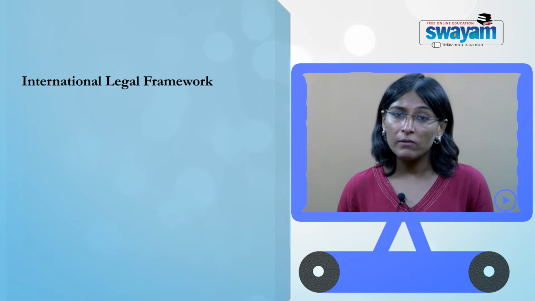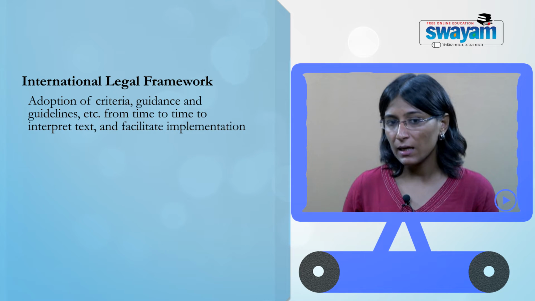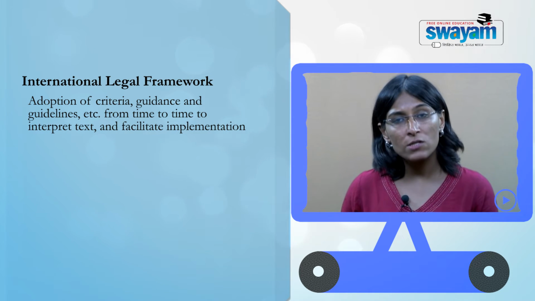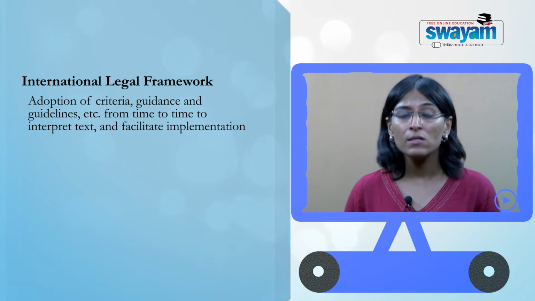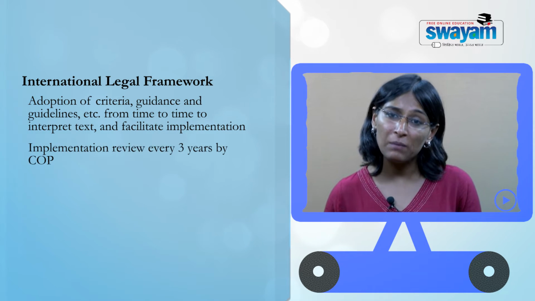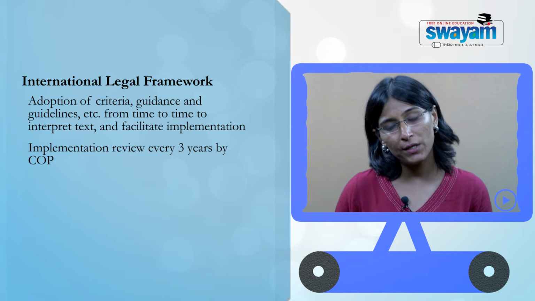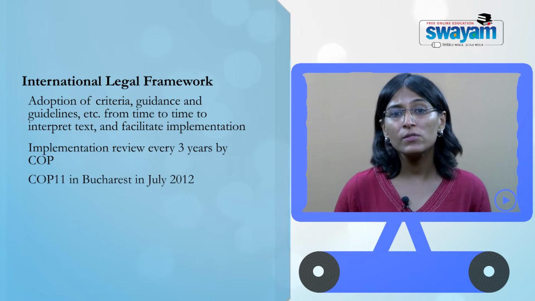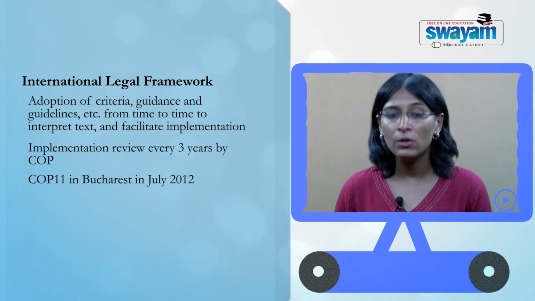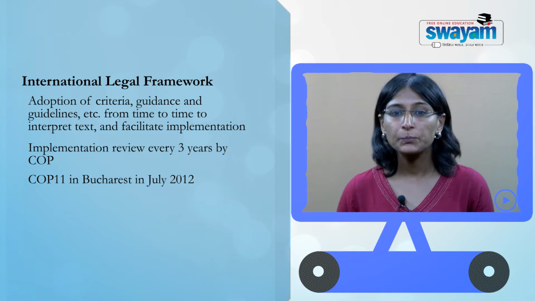Now, under the convention, a number of criteria, guidance and guidelines have been adopted from time to time to interpret the text of the convention as well as to facilitate its implementation. An implementation review of the convention takes place every 3 years at the conference of the parties to the convention, and the last COP, COP 11, took place in Bucharest in July 2012.